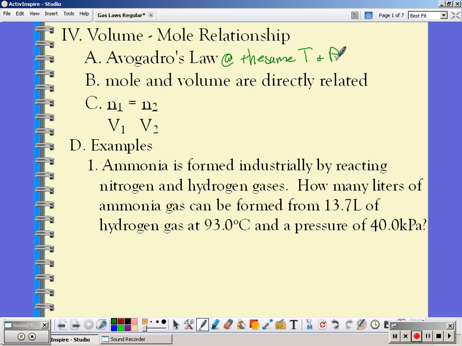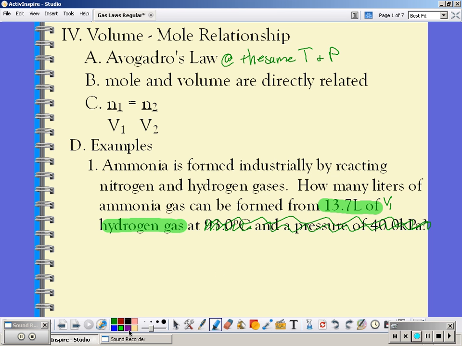If we look at our example, ammonia is formed in industry by reacting nitrogen and hydrogen gases. How many liters of ammonia gas will be formed if we have 13.7 liters of hydrogen gas, so that is my V1, at a temperature of 93 degrees Celsius and a pressure of 40 kilopascals? So my temperature and my pressure are remaining constant. Nowhere in the problem does it say that they're changing. And because they're being held constant, we don't really care about them at all. So this is extra information.